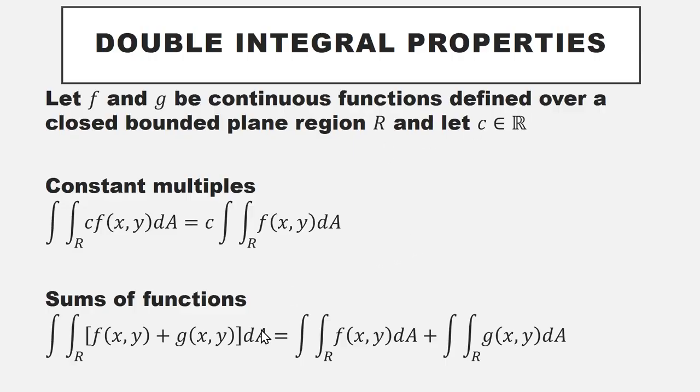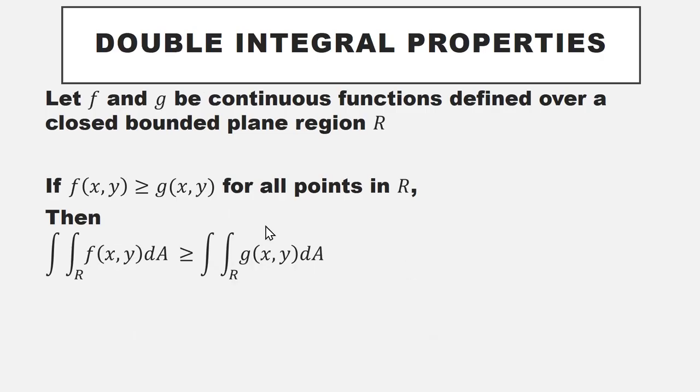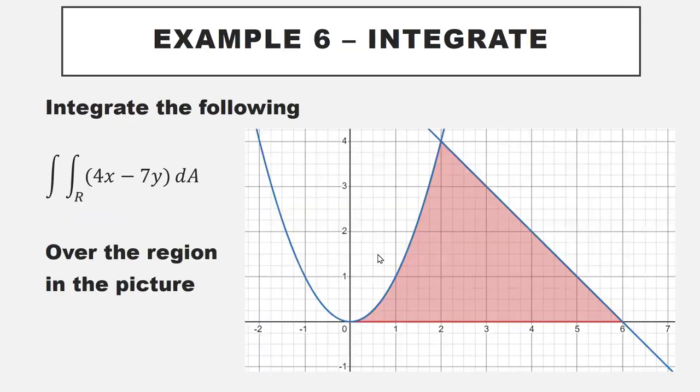Now, I essentially just use a couple of these properties. The constant multiple I kind of used. The sum of functions I definitely used. I didn't use the sum of regions yet. This fact is something you should know, but it doesn't necessarily help you in calculation of a specific function in the usual case. So let's do one where I have to combine regions.